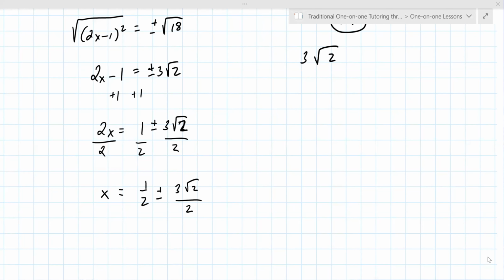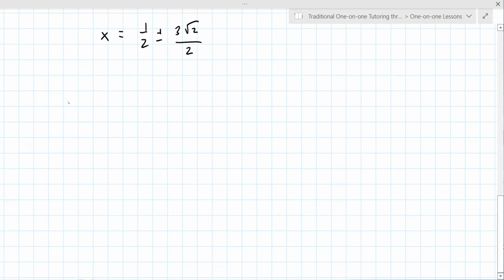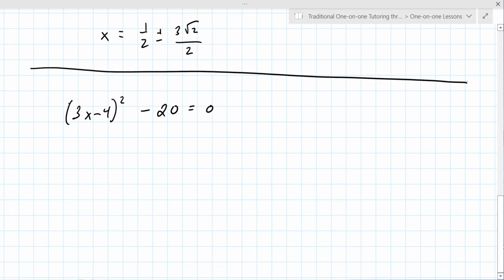I'd like you to try one here. Let's just make up. Let's go 3x minus 4 squared minus 20 equals 0. Just take a minute or two and see if you can solve that on your own, please. I will be right back.